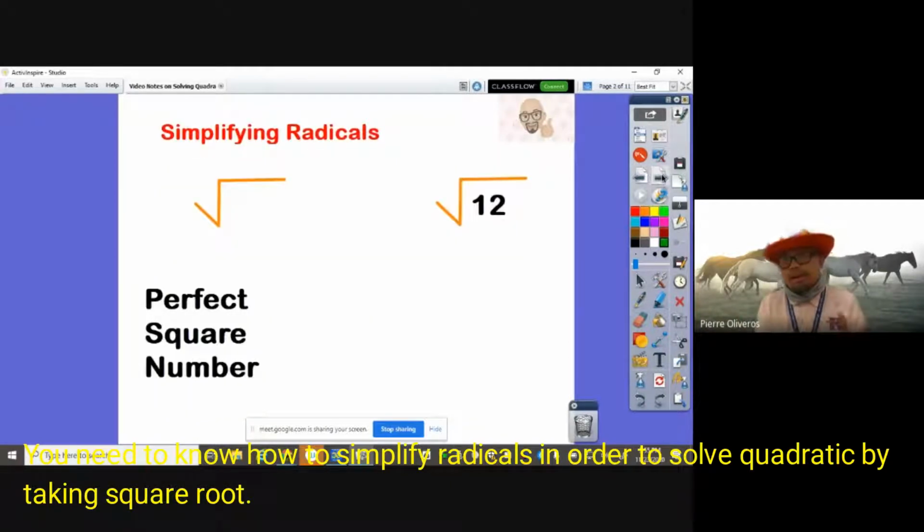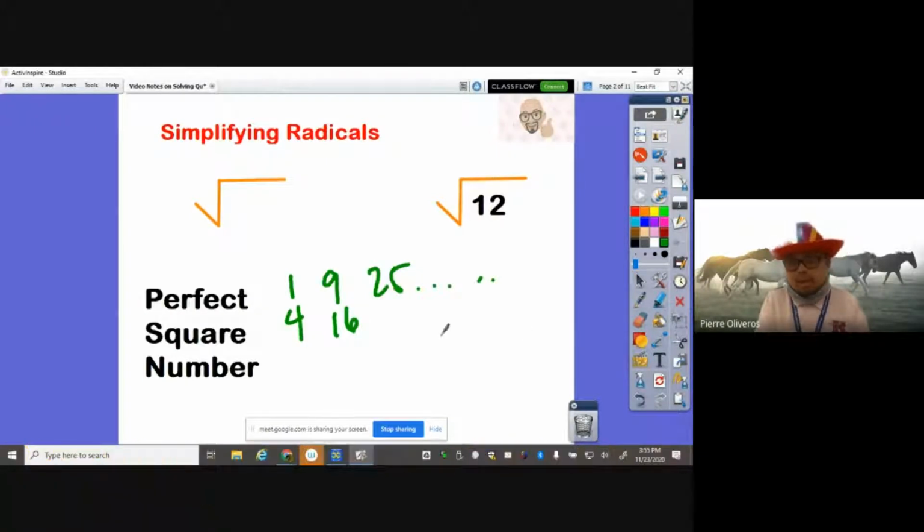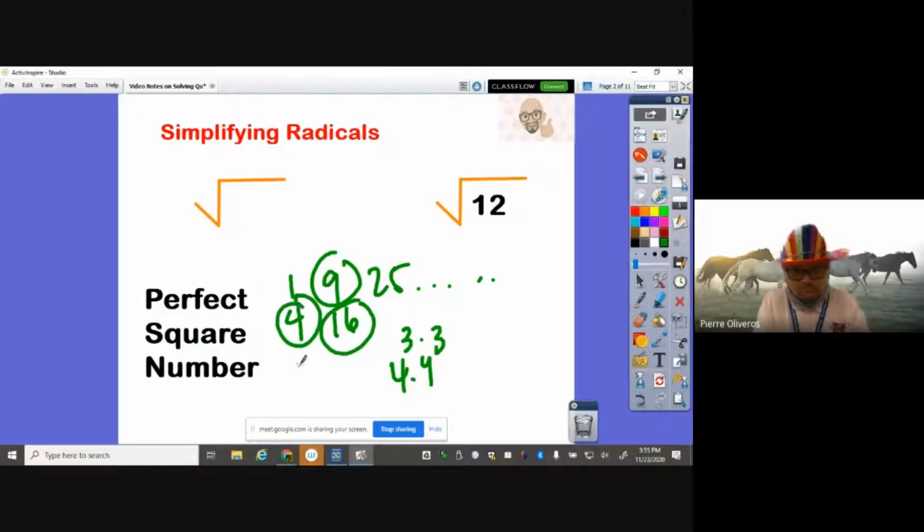In simplifying radicals, we know the perfect square numbers. These are the 1, the 4, 9, 16, 25, so on and so forth. Why are they perfect numbers? Because you're multiplying 3 times 3, you get 9. 4 times 4, you get 16. 2 times 2, you get 4, and so on and so forth, okay?